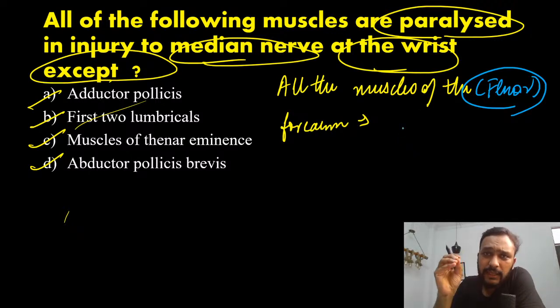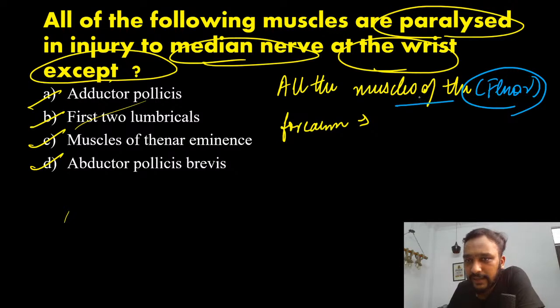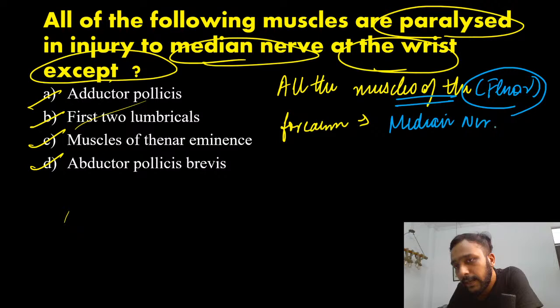Guys, I'm going to tell you, if you are able to do all the easy questions right from every subject in the NEET PG exam, no one is going to stop you from doing well. No one is going to stop you from getting a branch of your choice, right? So that is why, guys, all the muscles of the flexor compartment of the forearm are supplied by the median nerve.